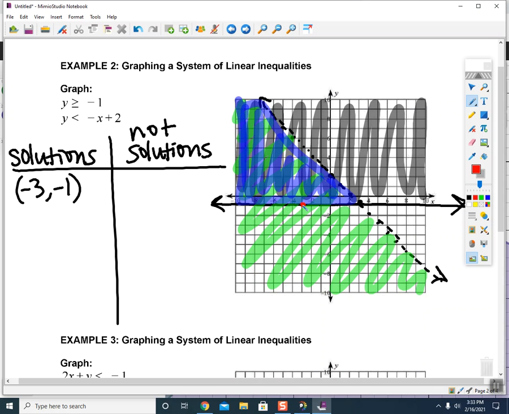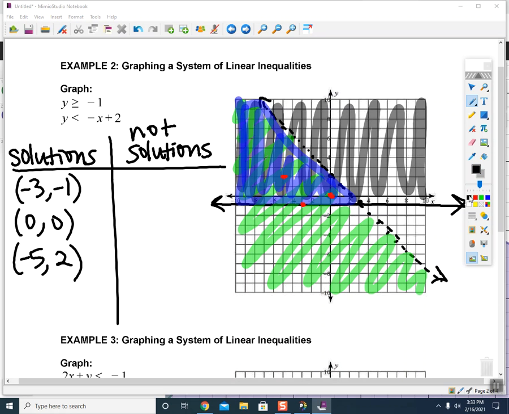Another one that I could include is 0, 0, right here. 0, 0 falls in both, it's true for both of those. Another solution I could put in here is -5, 2. So let's see this. -5, 2 happens right about here. Okay, those are three solutions that are in the solution of my system of inequalities.